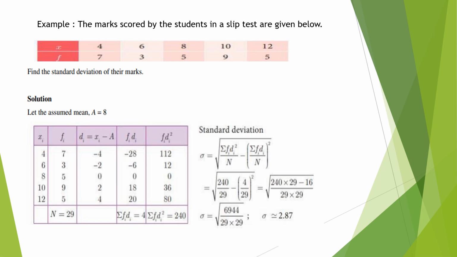According to the formula, we need sum of frequency, that is n, we need sum of fd, that is 4, we need sum of fd square, that is 240. Put all the figures in this formula, that is standard deviation is equal to, with the help of calculator we do all the calculations and we get the answer, standard deviation is equal to 2.87.